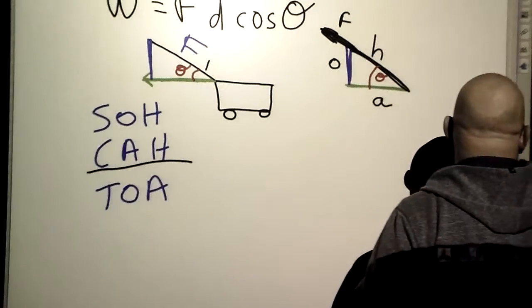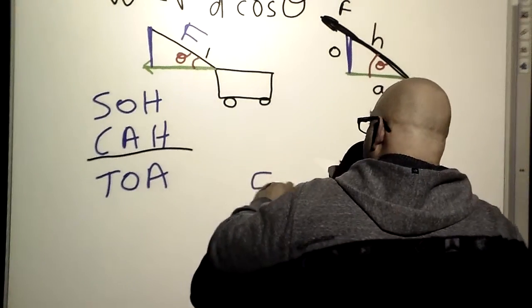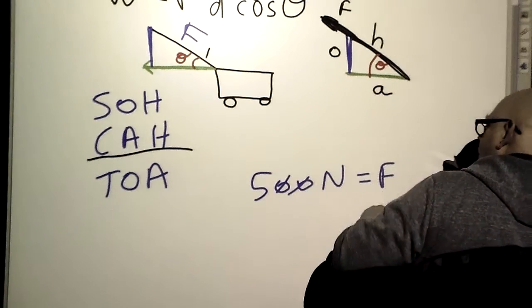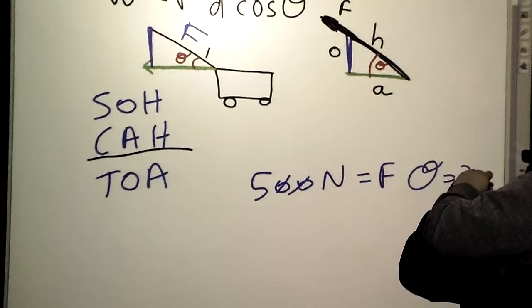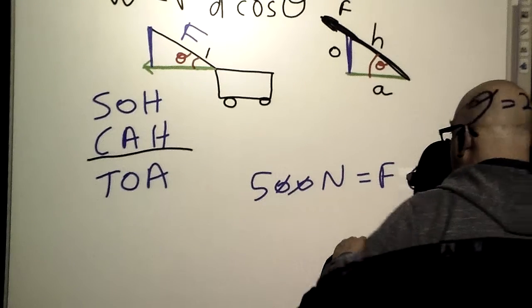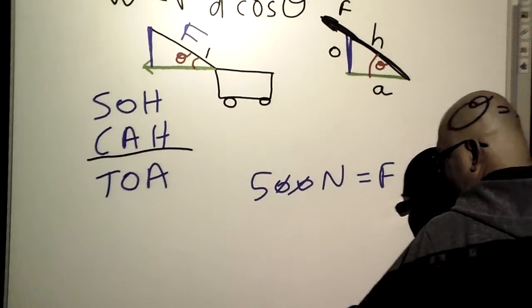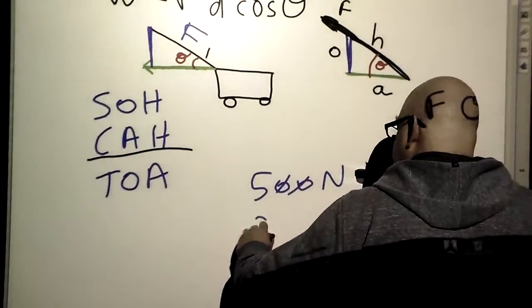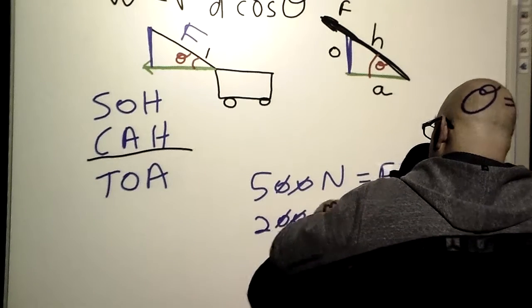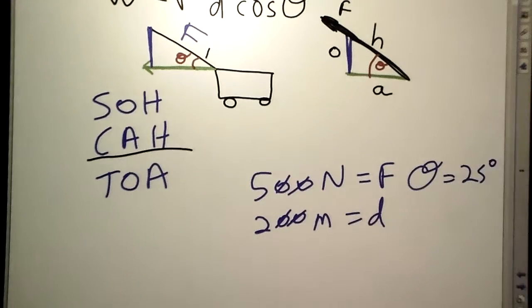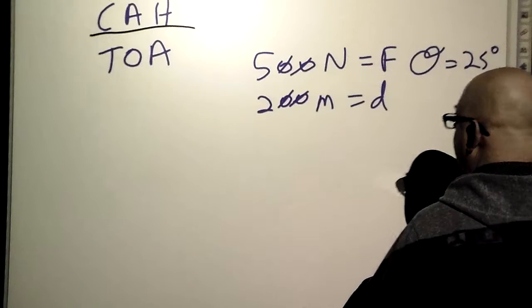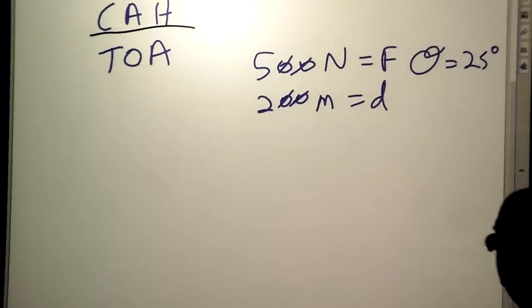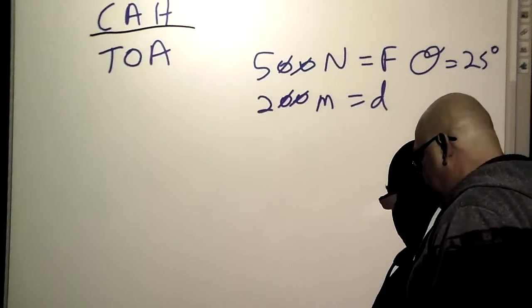So let's move on here. We have a 500 Newton force. That's our force. Our theta is equal to 25 degrees. And our distance, I've got to go back and check, is 200 meters. So 200 meters equals the distance. All right, so now we've got all the pieces. Now we just have to figure out how to work this.